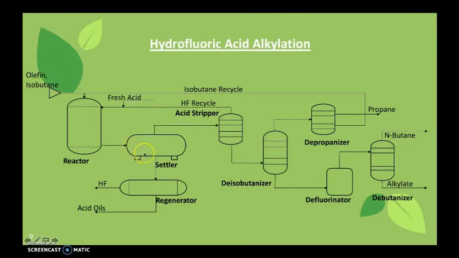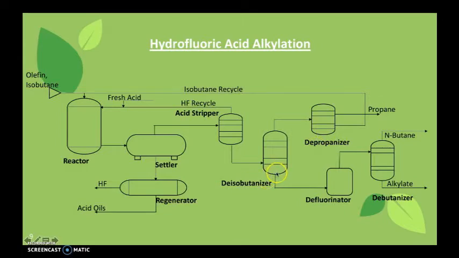The reactor effluent will flow to a settler where the acid separates from the hydrocarbon phase and the acid is recycled, while the hydrocarbon phase will go to the deisobutanizer. The overflow of the deisobutanizer stream will contain propane, isobutane, and HF, and it will enter into the depropanizer. The isobutane will be recycled and the propane will exit, and we can store it in the storage room.